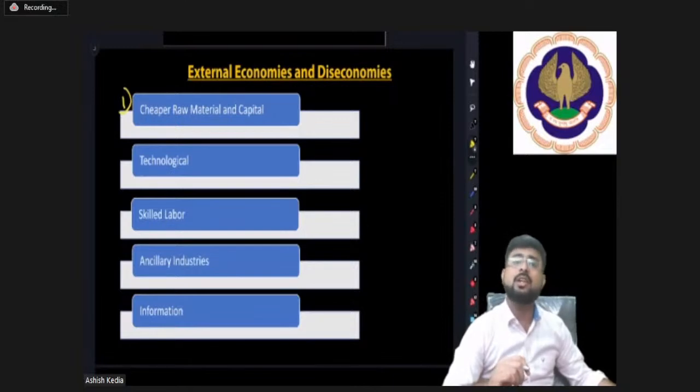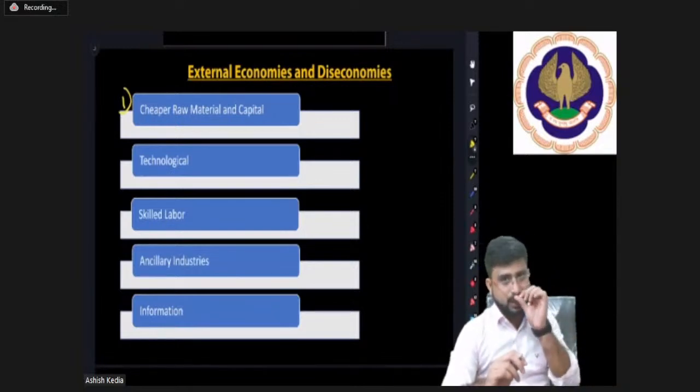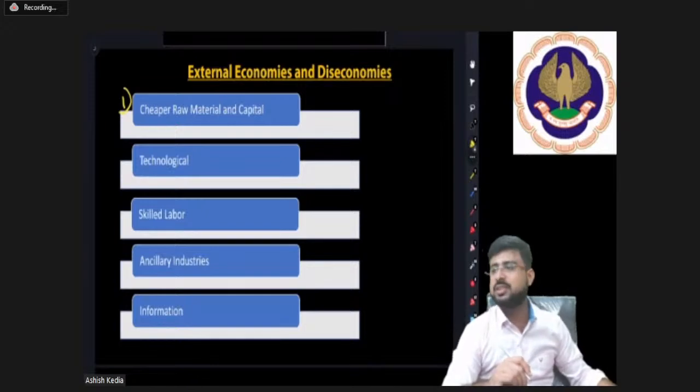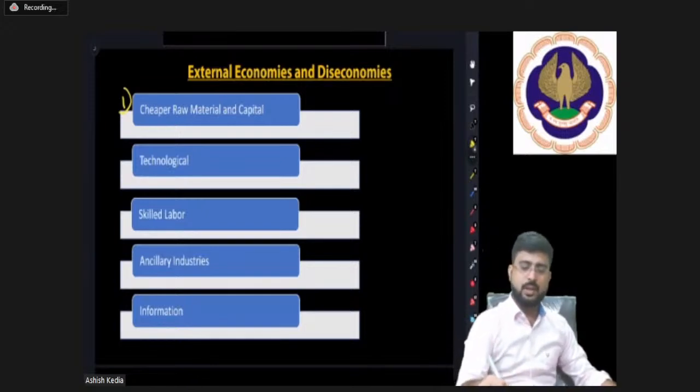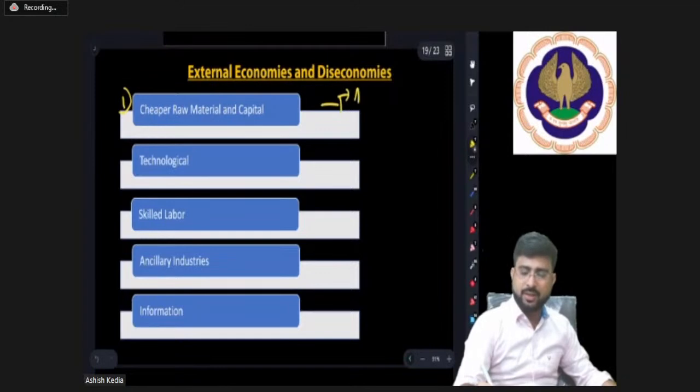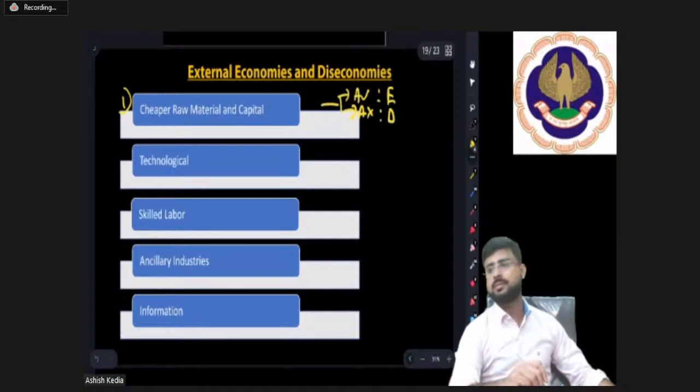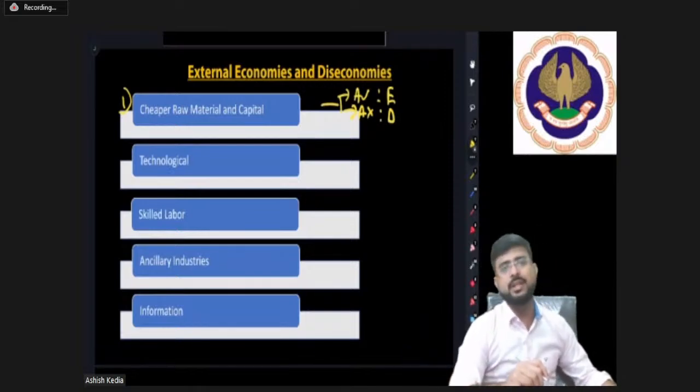So that is external economy. On the other hand, if it's not available cheaply, it's a disadvantage, a diseconomy. If it is available, it's economy. If it is unavailable, it's diseconomy. It all depends on availability.